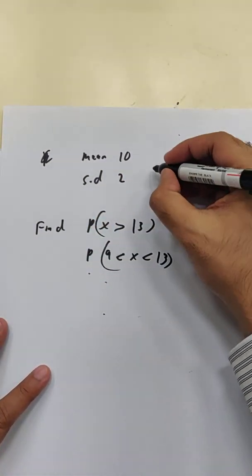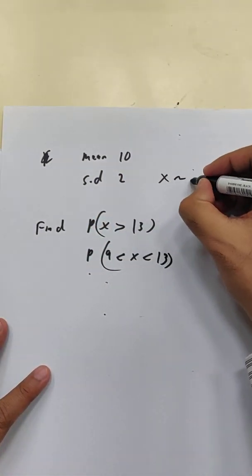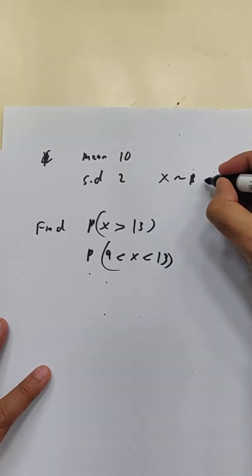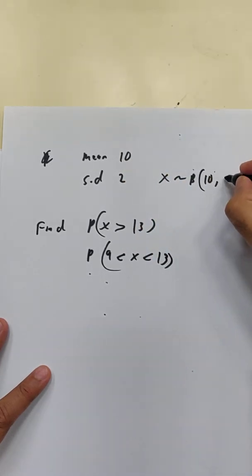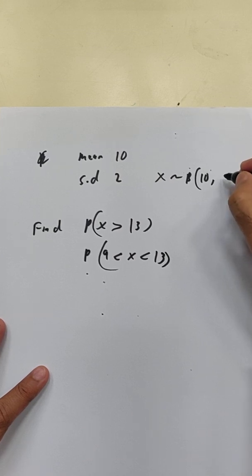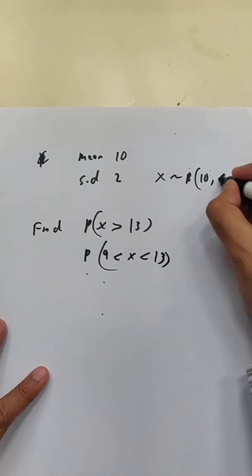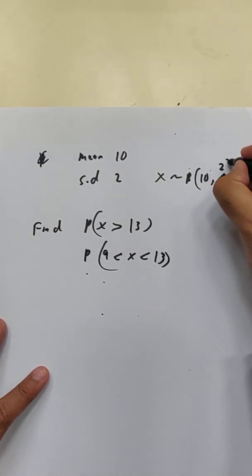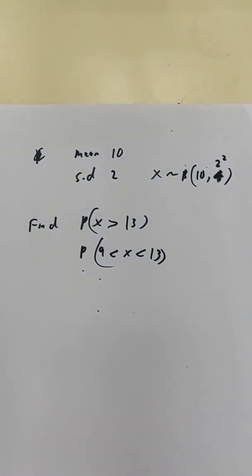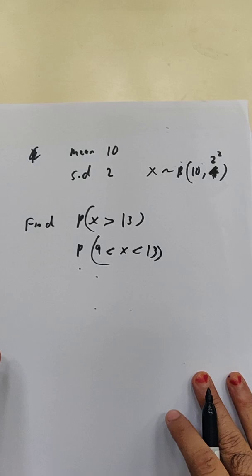All right, so from here, I can translate that X as our normal distribution. The mean is 10. What should I write out over this X? Is it 2? It's 4. Why 4? Variance is standard deviation squared. Or if you do not want to write down 4, sometimes I prefer 2 squared, just to remind you, hey, I want standard deviation in the end, not variance.